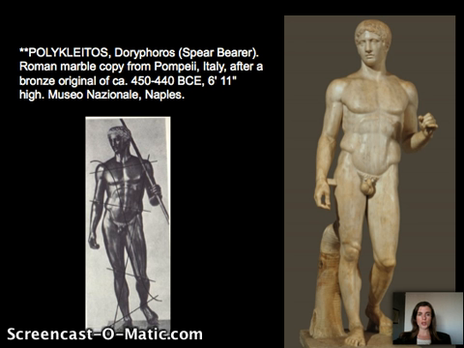So starting off, I show you a representation of the Doryphoros, or the spear bearer, by Polykleitos, which is actually a Roman copy that we see here. So we don't have an original, but this image gives you a sense of what the original looked like. You have a figure holding onto a spear, shifting into a dramatic contrapposto pose.